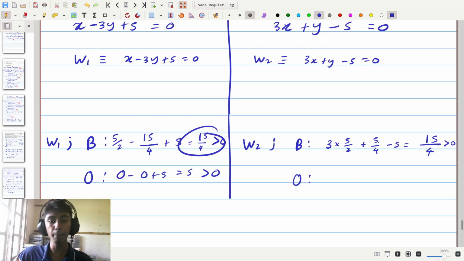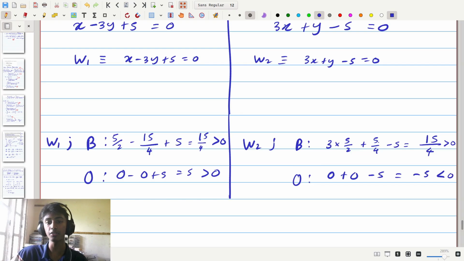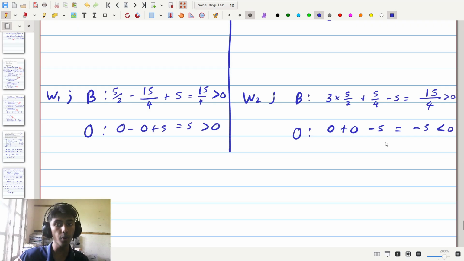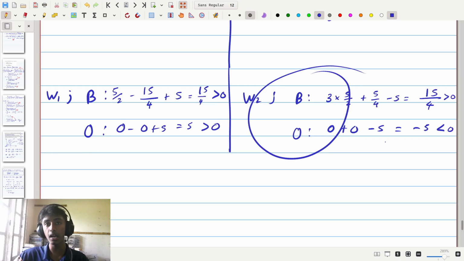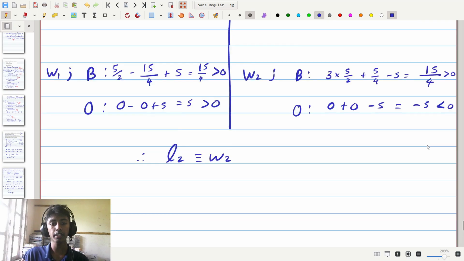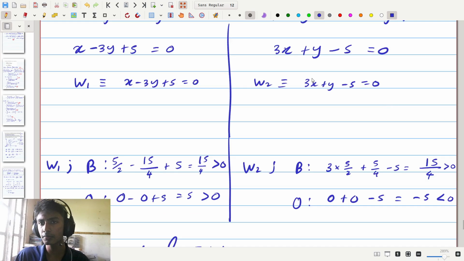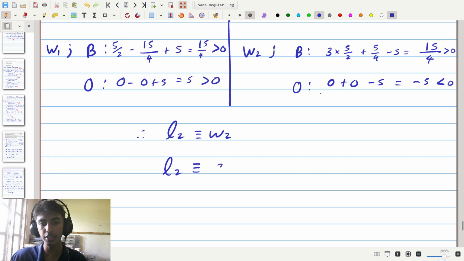Now, if we consider the origin instead of B, we're going to have 0 plus 0 minus 5, which is going to be minus 5, which is less than 0. So we can see for B, we get a positive value, but for the origin, we get a negative value, which means that the origin and B are on either side of the line W2. Therefore, we can say that L2 is the line W2, and therefore finally L2 is given by 3x plus y minus 5 equals 0.